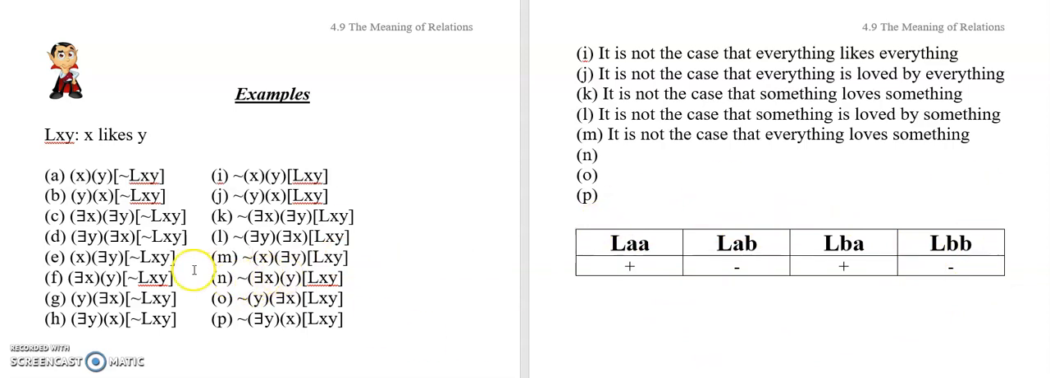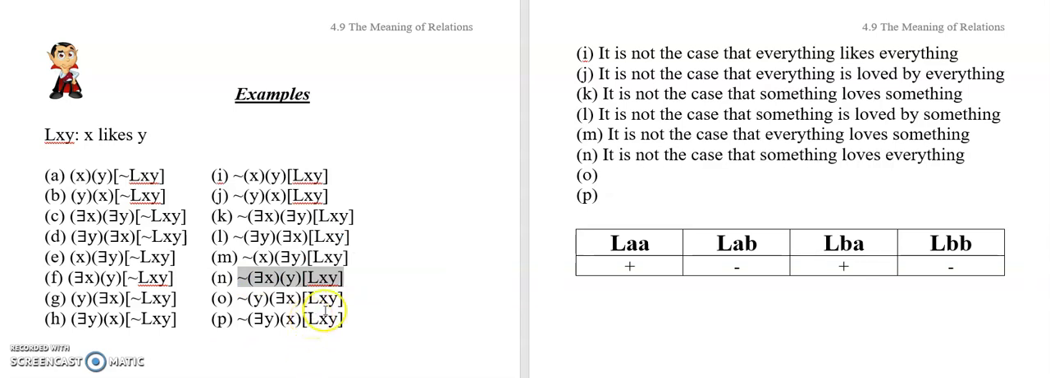All right, let's go ahead and try N here. Ignoring the leading negation, we've got something loves everything. So I'll put something loves everything. And then, of course, with the leading negation, we've got it is not the case that in front of there, okay? So let's evaluate truth value to make sure you're understanding it. Without the leading negation, something loves everything. Well, does A love everything? No. Does B love everything? No. Therefore, something loves everything is false on this domain, and with the leading negation, this statement is true. Okay?